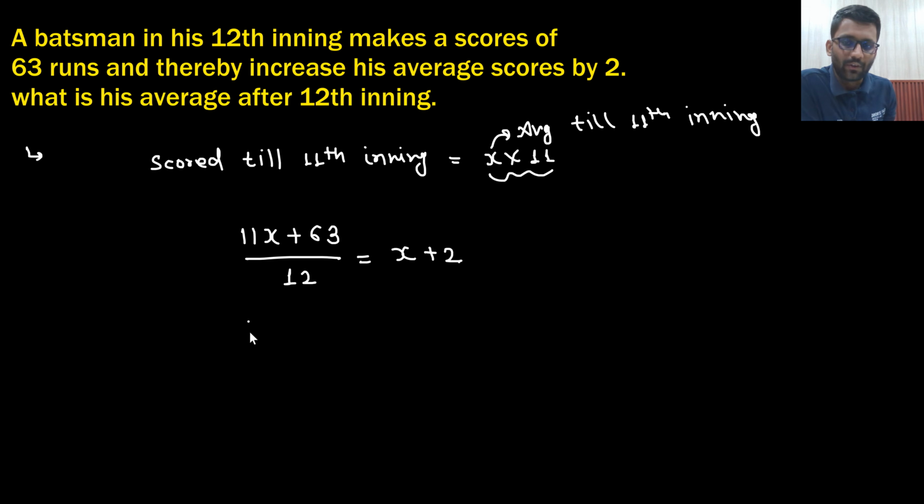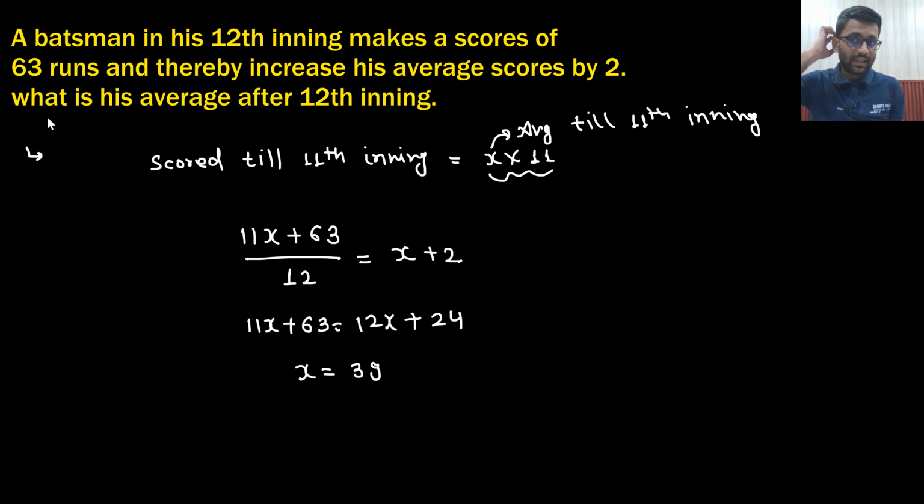Now you need to find the value of x. So 11x plus 63 is equal to 12x plus 24. So x is equal to 63 minus 24, which is 39 only, right? We are getting x is 39. But what they are asking, what is his average after the 12th inning? So that would be 39 plus 2, 41. Average after the 12th inning.